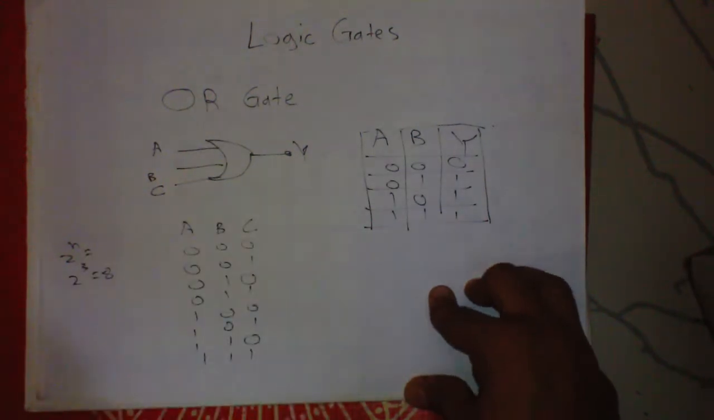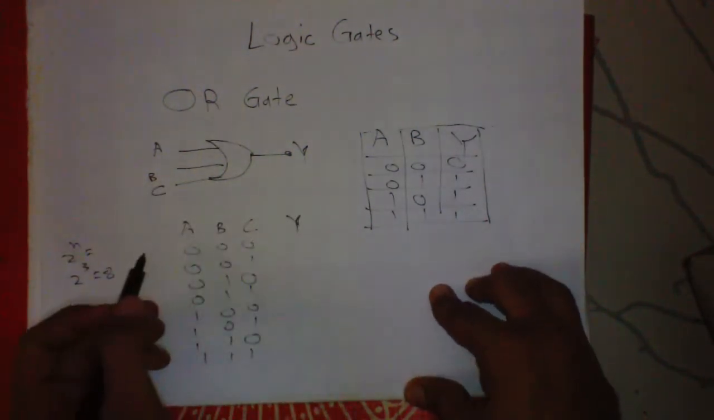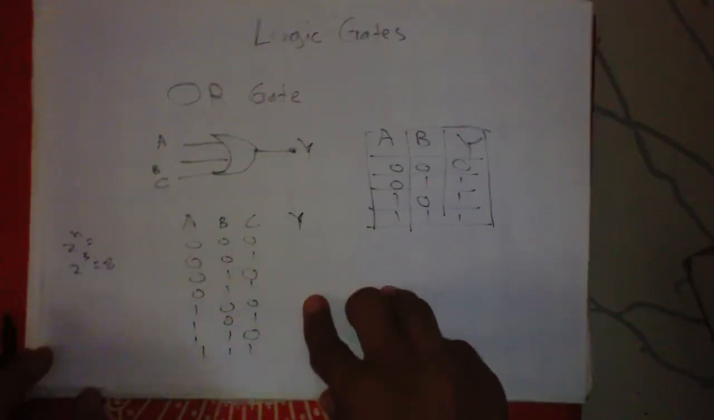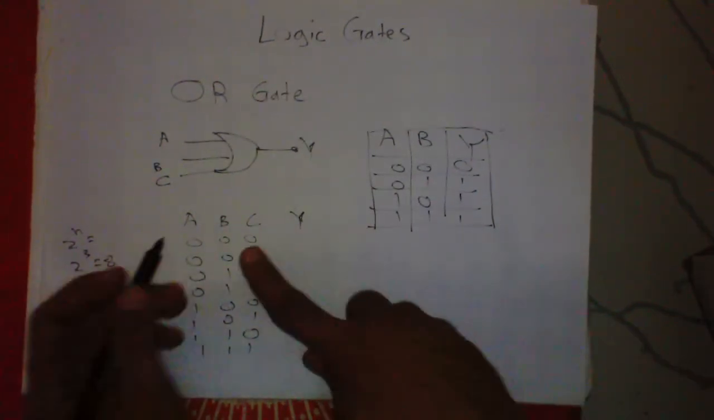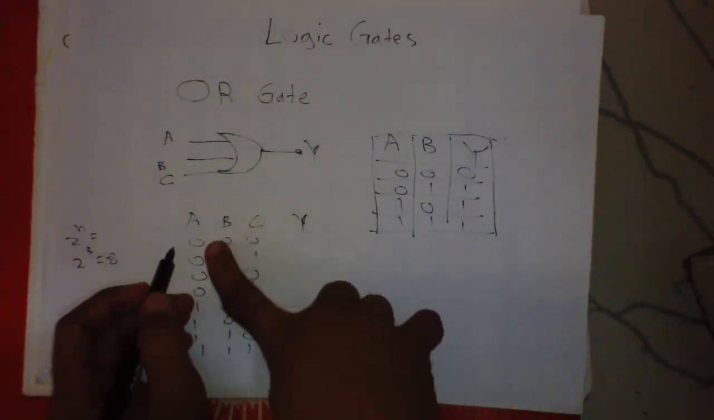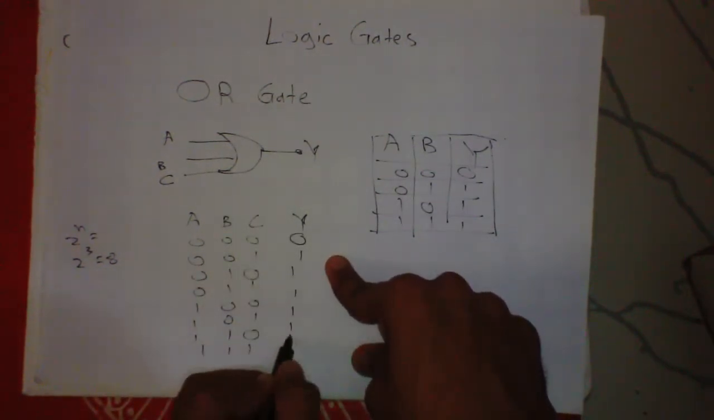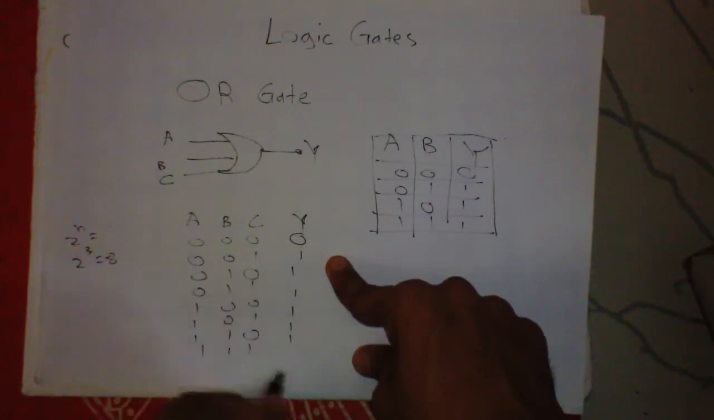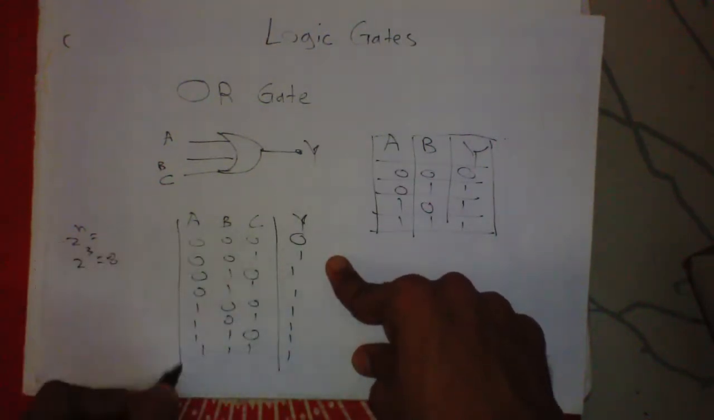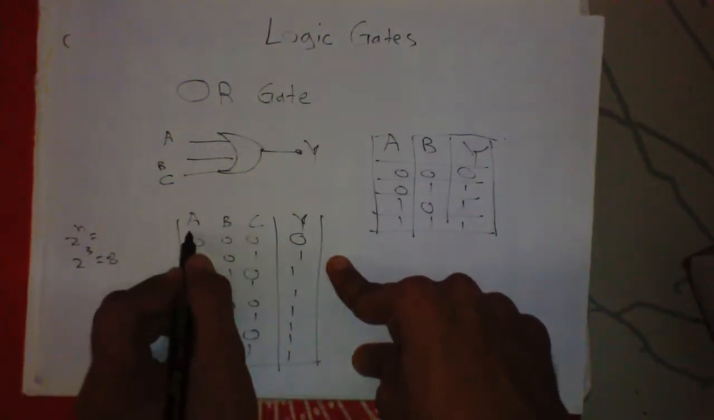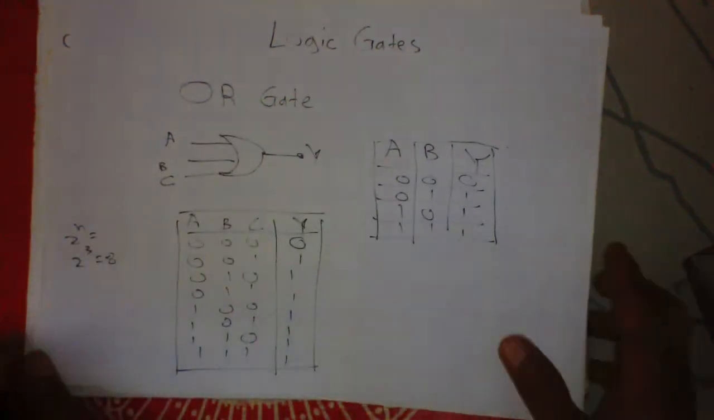Why? I don't have to think so much for this, because I know when all inputs are 0, only then the output will be 0, or else the output will be 1. So the output is 0 1 1 1 1 1 1 1. This is the basic logic of the OR gate.